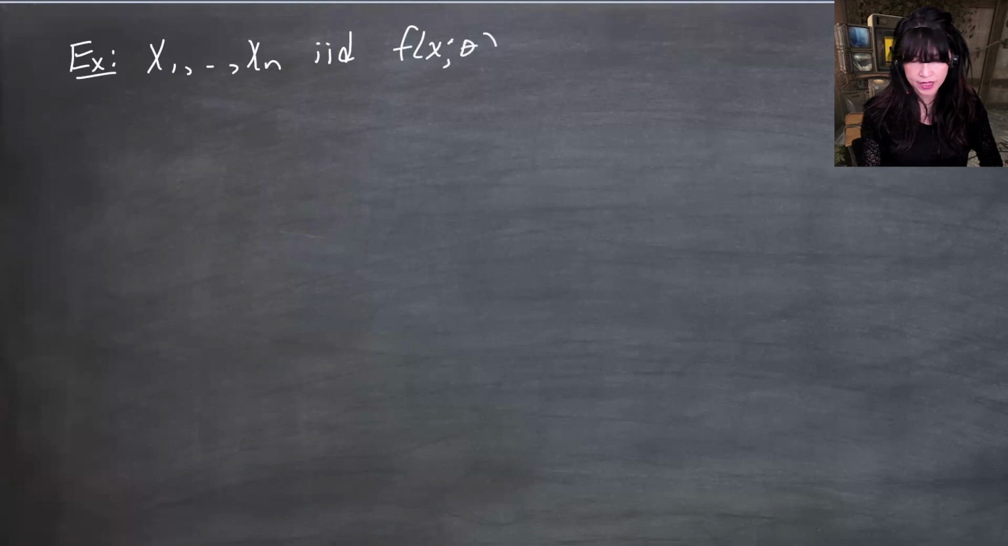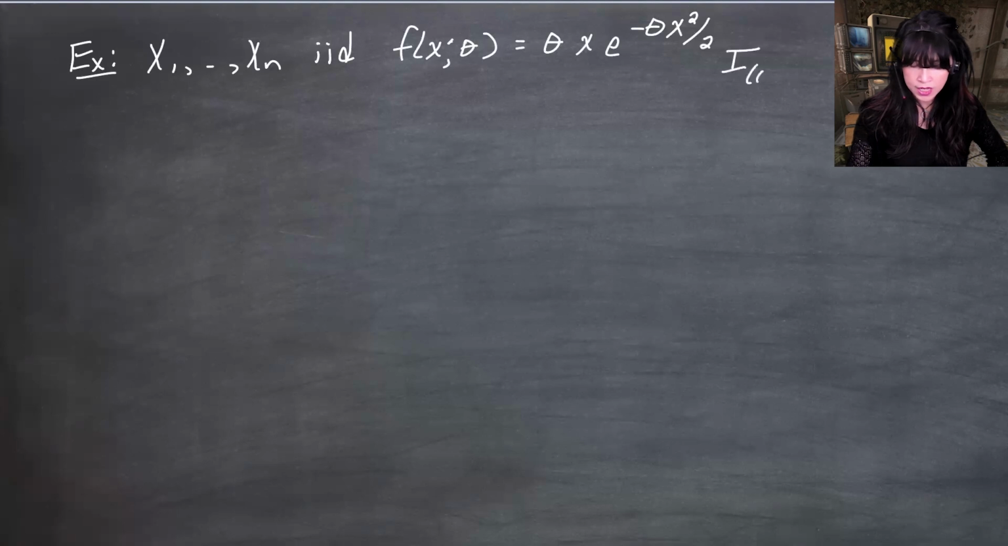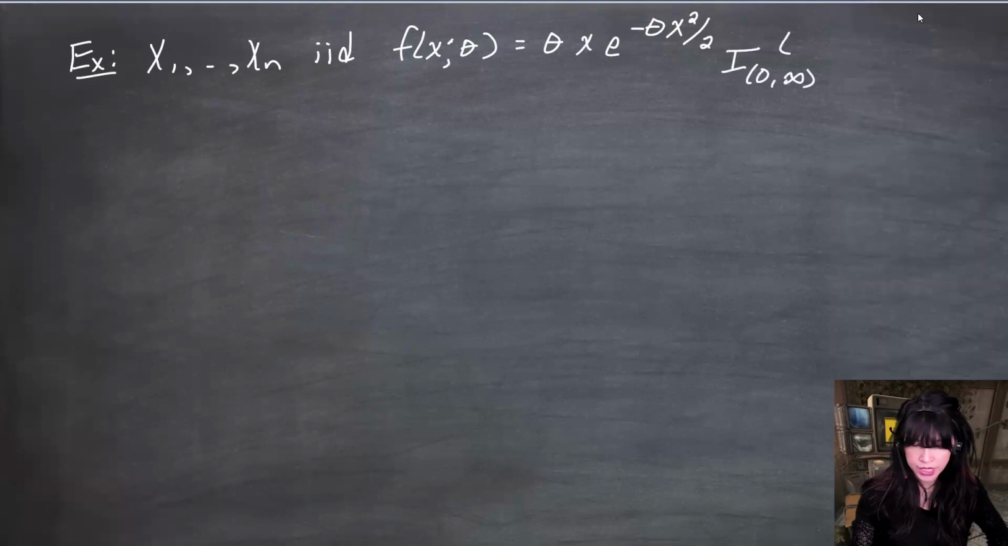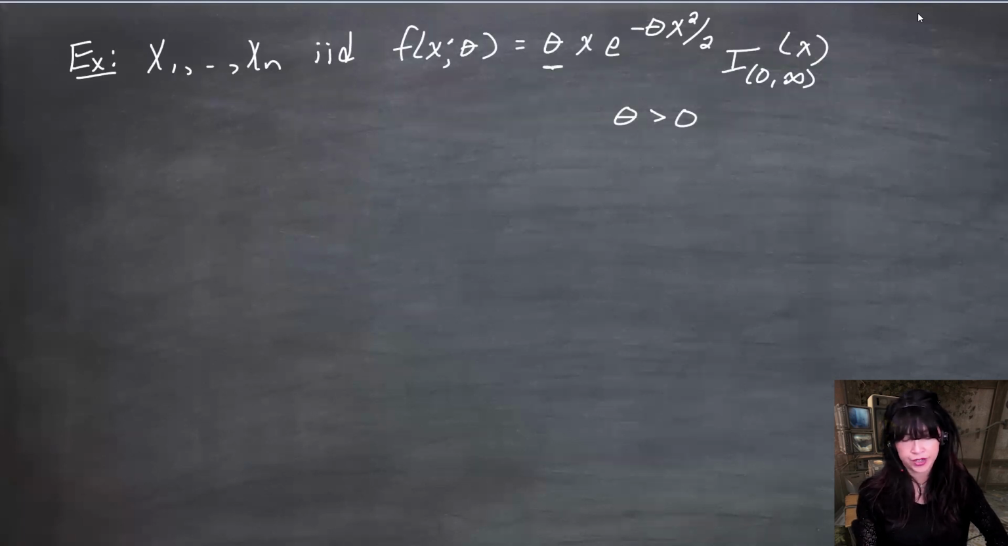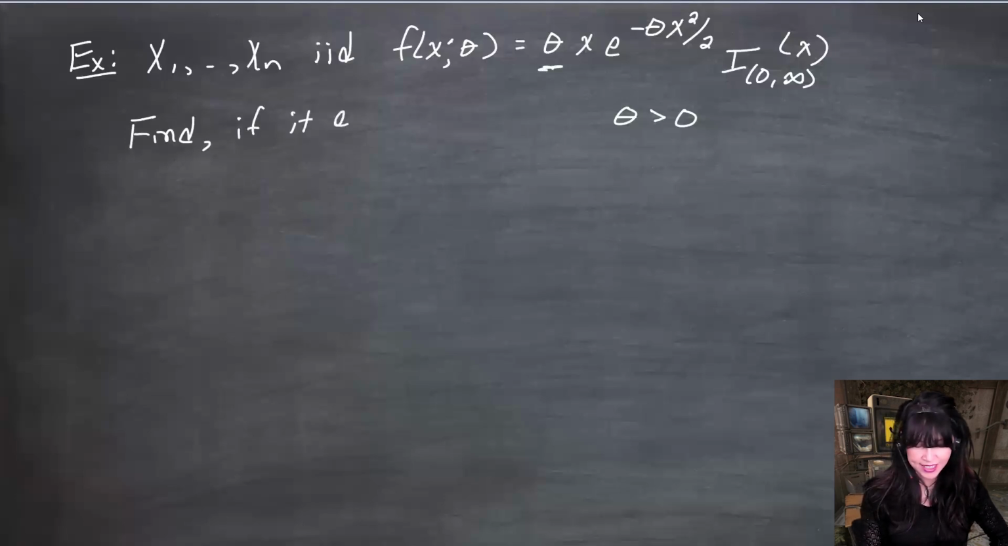Let's do one more UMP. I'm going to take a random sample, x1 through xn, IID from a distribution with PDF f of x and theta equal to theta x e to the minus theta x squared over 2 on the interval from 0 to infinity. And the parameter space here is going to be all theta greater than 0. Otherwise, you're going to have trouble. Let's find if it exists.